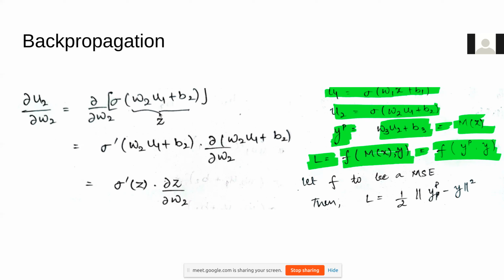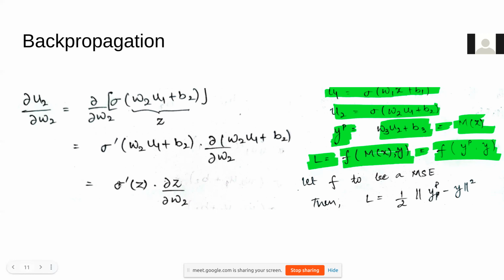So let's write this as Z. It means that it has to be the derivative of the sigmoid function. First, this function has to be differentiated with respect to this input Z, and then Z has to be differentiated with respect to W2. So the derivative of U2 with respect to W2 will now be written as sigma prime Z dot derivative of Z with respect to W2, where sigma prime represents the derivative of sigma with respect to Z.